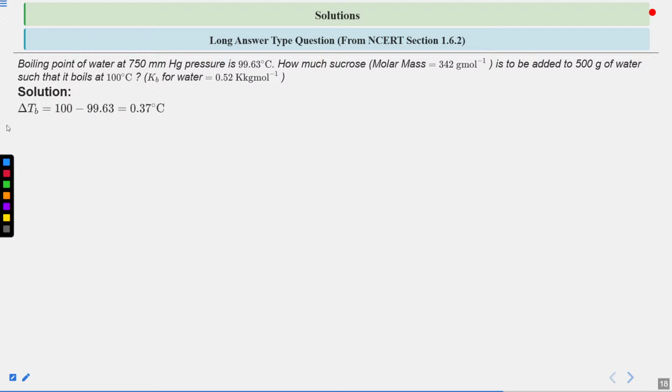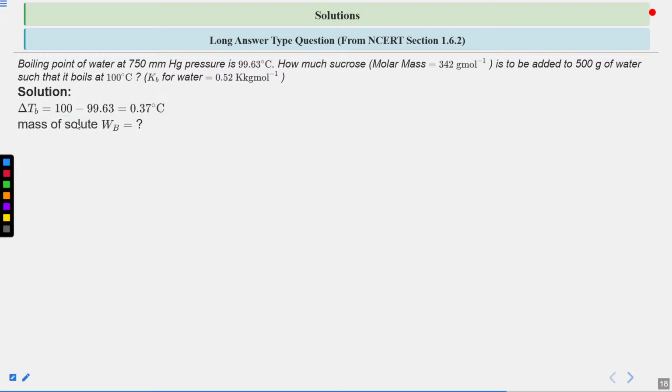So the change in temperature, delta Tb, is clearly identified, right? The boiling point of water is given as 99.63 degrees Celsius, and it is saying that the solution starts boiling at 100 degrees Celsius. So we are talking about the change of temperature. So delta Tb, the change in the boiling temperature, equals 100 minus 99.63. This will equal 0.37 degrees Celsius. This will be the change of the boiling point temperature.